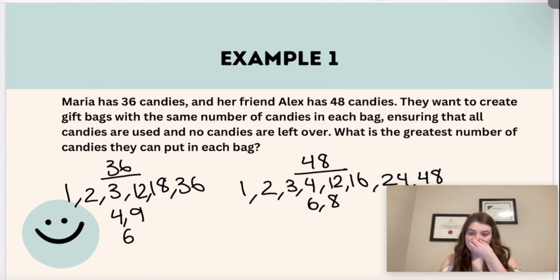So the largest number that appears on both lists simultaneously is 12. And so therefore 12 is the answer to this question and the greatest common factor. The greatest number of candies they can put into each bag is going to be 12 candies.